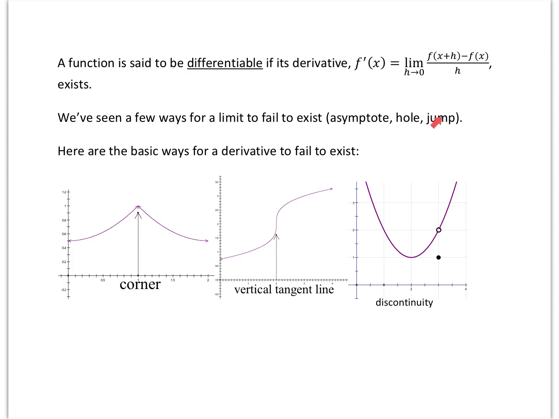So we've seen a few ways for a limit to fail to exist. You can have an asymptote, a hole, or a jump. And here are the basic ways a derivative can fail to exist. We could have a corner, okay?